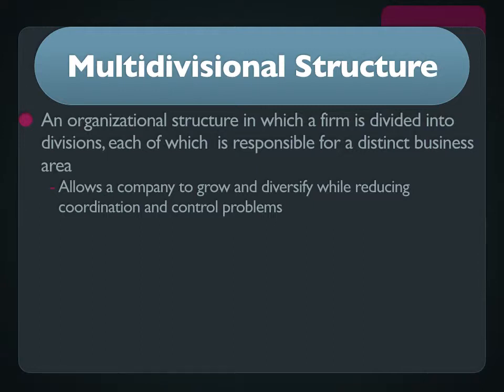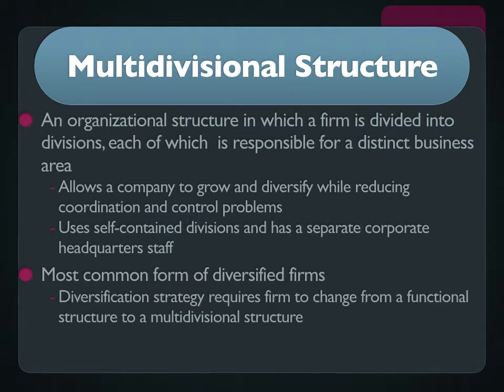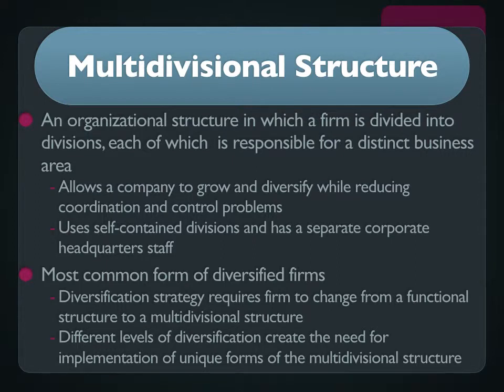And this allows a company to grow and diversify while reducing coordination and control problems, so that the airplane division can do what it needs to do, and the railroad division can do what it needs to do. It uses self-contained divisions that have a separate corporate headquarters and staff. This is the most common form of diversified company. The diversified strategy requires firms to change from a functional structure to a multi-divisional structure, and the level of diversification creates the need for implementing a unique form of the multi-divisional structure.